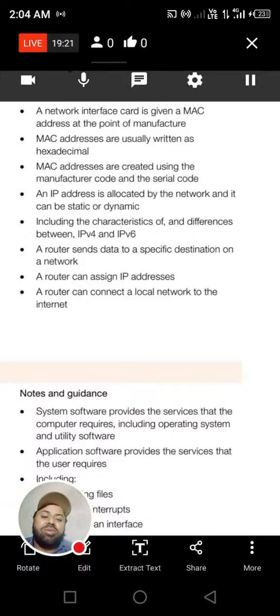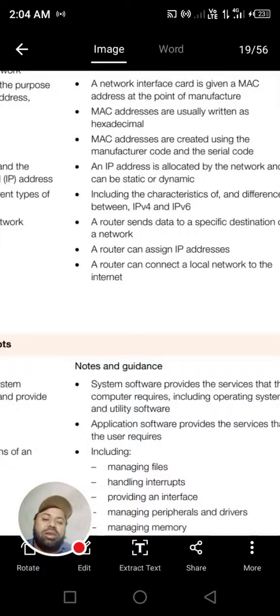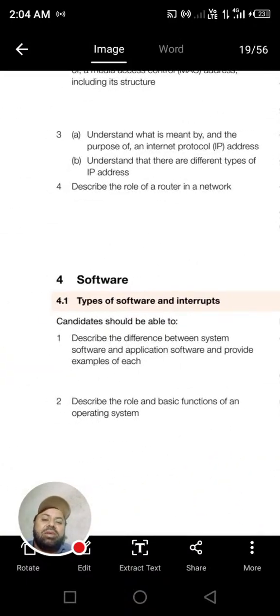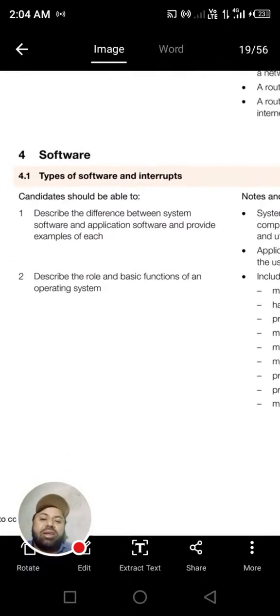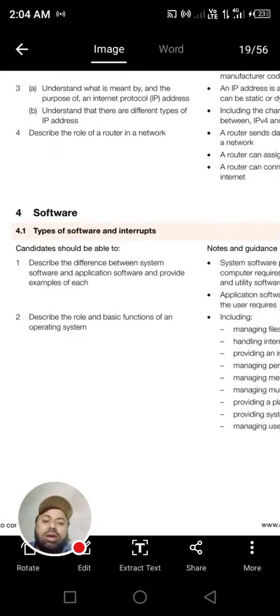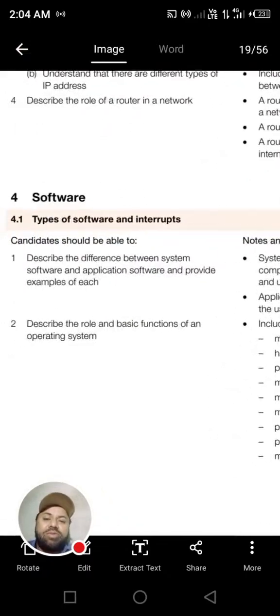And then a router can connect a local network to the internet. Okay, a router can also connect a local network to the internet as well. This is the basic purpose and role of a router in a network. So we have gone through it. Now we are moving forward.